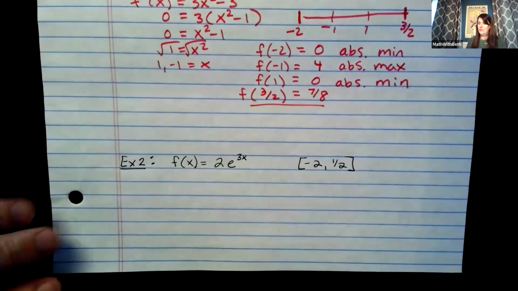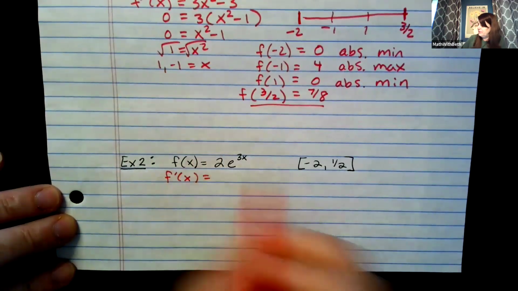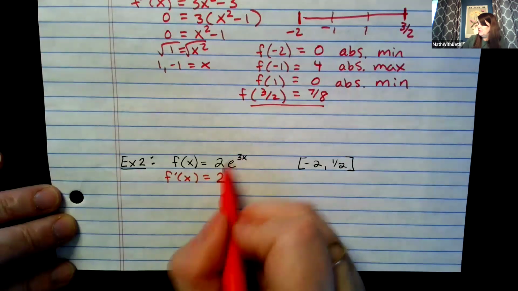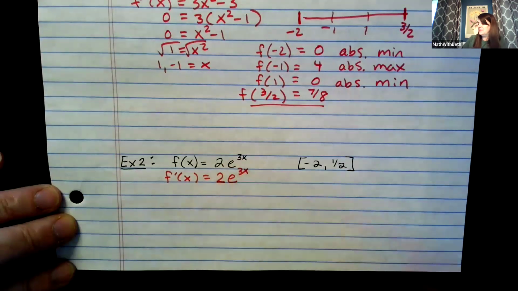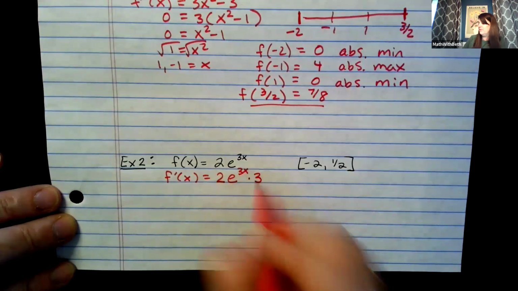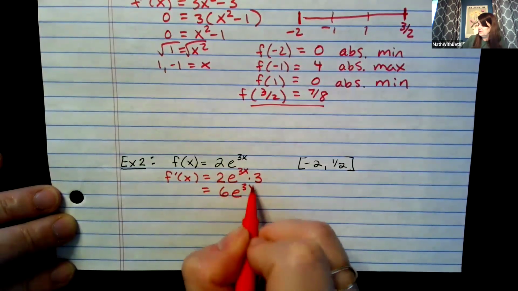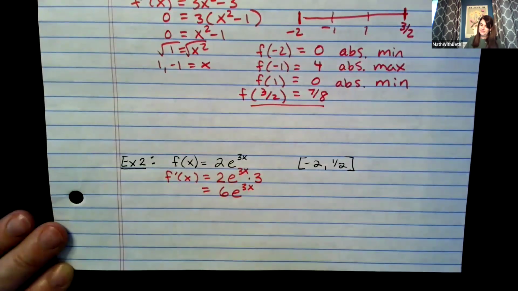Let's try it again just with a little fancier equation. So again, finding the derivative of this, just be careful. The 2 would still be there. E to the 3x stays e to the 3x, but then you also have to multiply by the derivative of 3x. So really you get 6 e to the 3x.